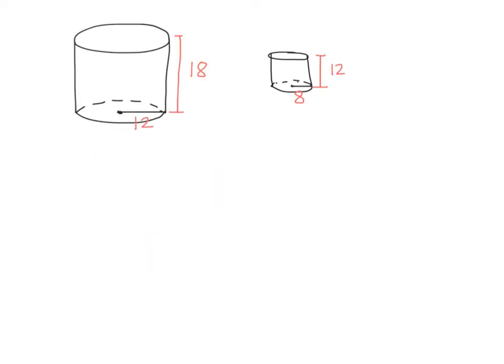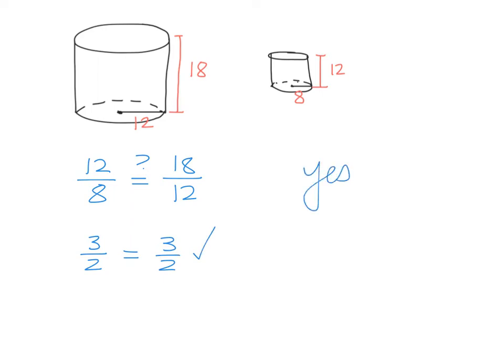Now if we look at these two cylinders, I see a radius and a height. And we know that a radius can compare to a radius, and a height can compare to the height. So when I do that, I'm going to set up my proportions. So radius to radius, 12/8, is that equal to 18/12? Well, let's reduce. So the 12/8 can be divided by 4, so I end up getting 3/2. Is that equal to 18/12? Well, both of those reduced by 6 is 3/2. Yes.